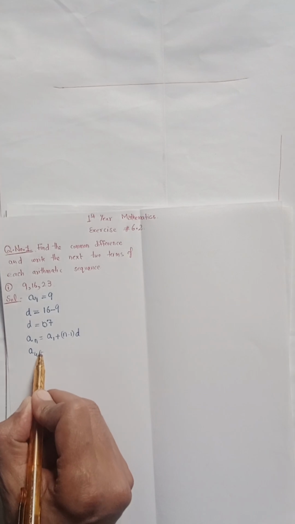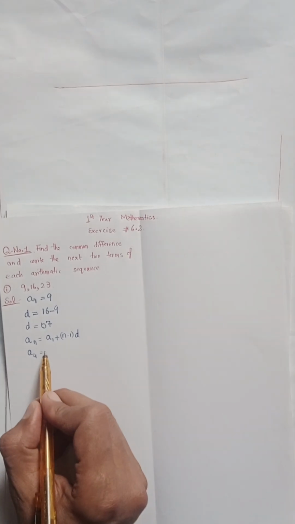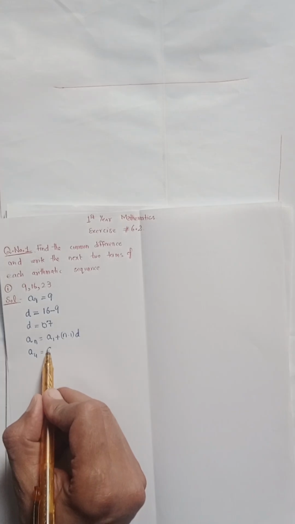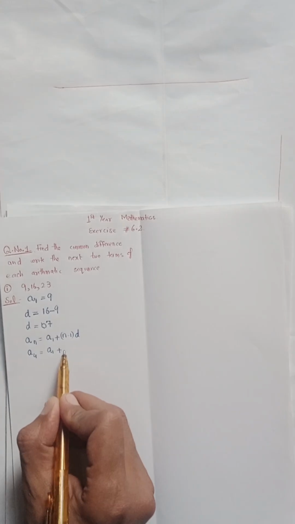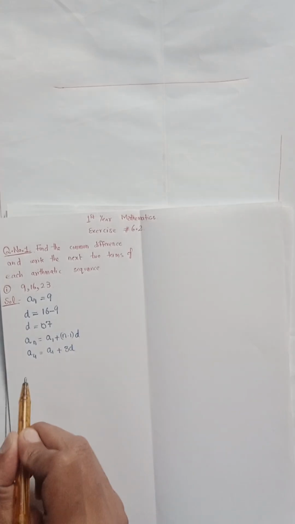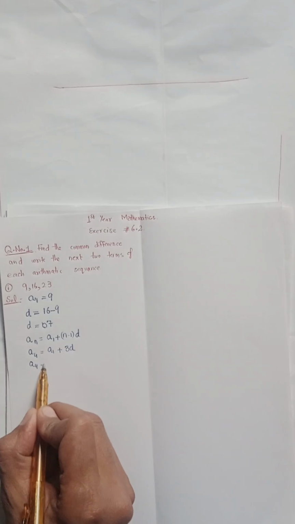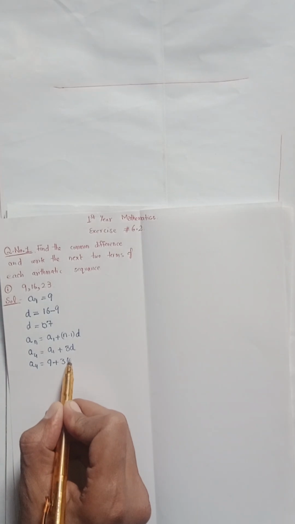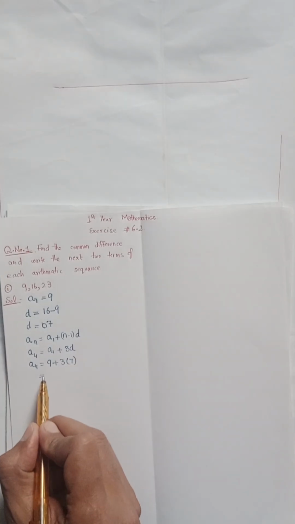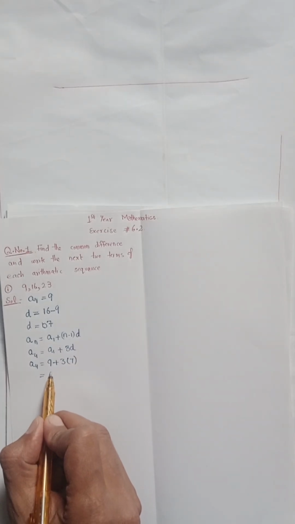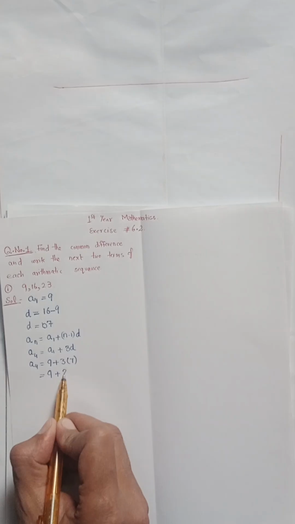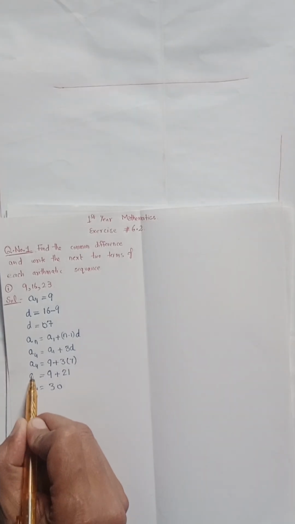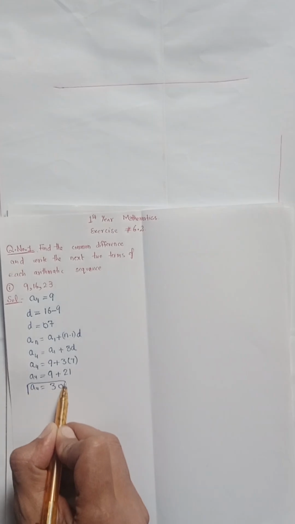So by applying the formula and putting the value of n equals 4 in this, we get a1 plus 3d, and a4 equals 9 plus 3 into 7, that becomes 30. A4 is 30.